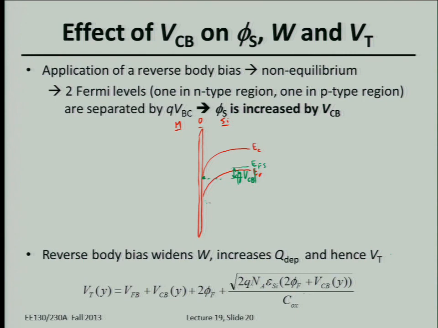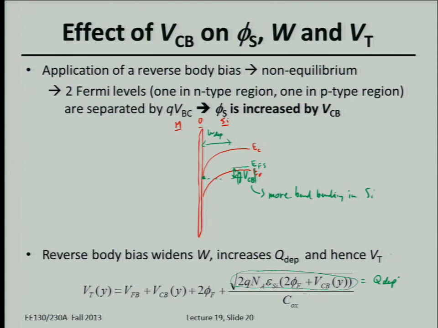So the bottom line is you have more band bending, or more voltage dropped in the semiconductor. When you have more voltage dropped in the semiconductor, the depletion width increases. So this is the width of the depletion region, and it increases. That means the depletion charge in the semiconductor increases. Remember all this is equal to the depletion charge in the semiconductor, and so this is the voltage dropped across the oxide.